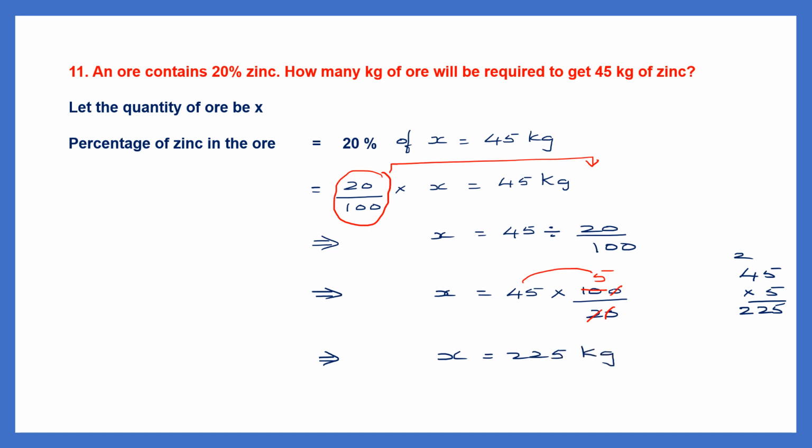So here we have found how many kilograms of ore will be required. The percentage is already given as 20%. Now here we have found the quantity of ore, and that is 225 kg. The quantity of ore is 225 kg.